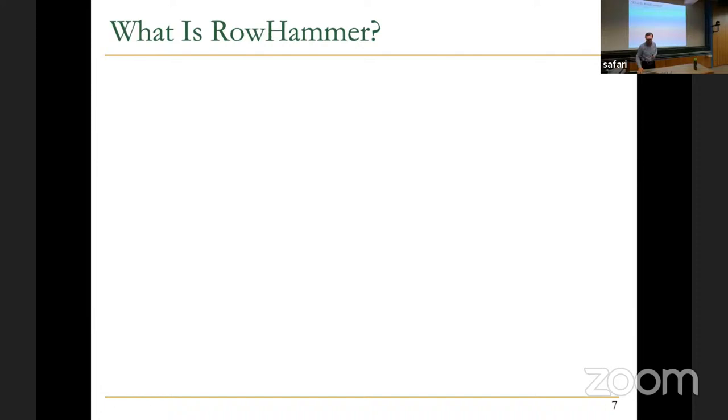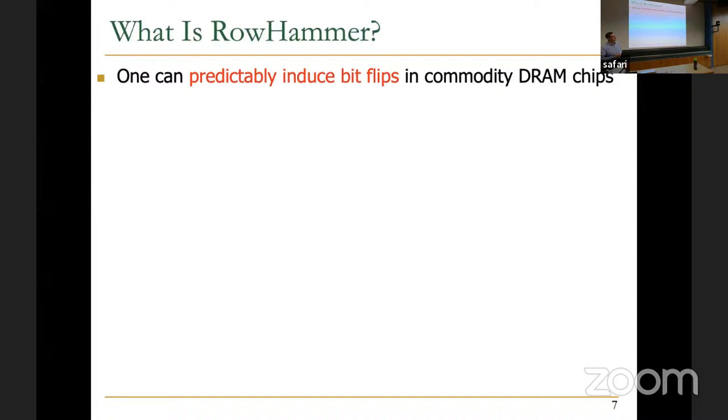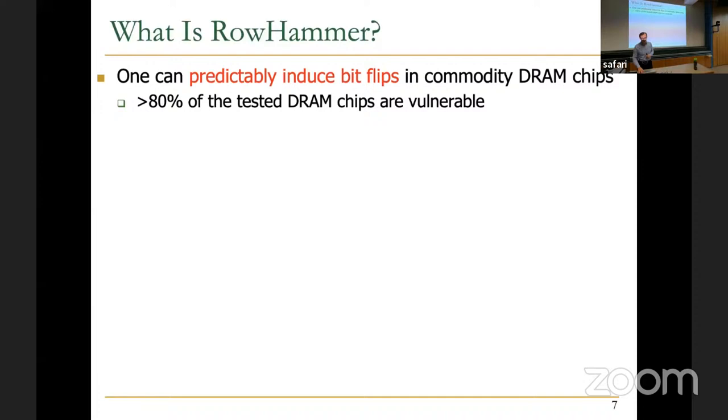So RowHammer is the fact that you can predictably induce bit flips in commodity DRAM chips. DRAM, dynamic random access memory, is the memory technology used in all computers today, including safety critical systems. I will show you that earlier experiments, a little bit over a decade ago, showed that more than 80% of the tested DRAM chips are vulnerable to this.